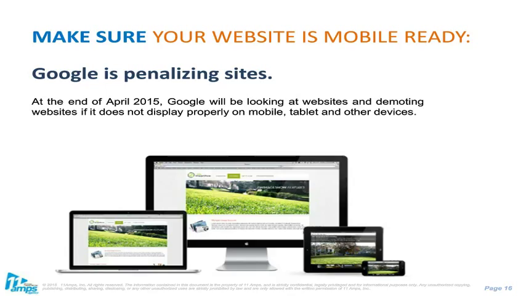It needs to be able to be indexed by the search engines and be able to know what it is that you do, very clear and very concise, and now it needs to be able to be seen on a tablet, on an iPhone, on an Android. And Google is now penalizing sites as of June, and they're looking at sites and demoting the websites if they don't display properly on a mobile tablet or other device. So pay attention to that.